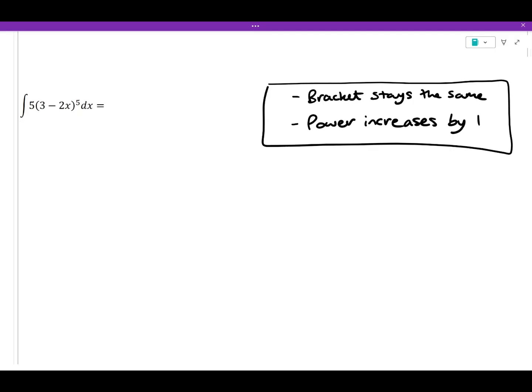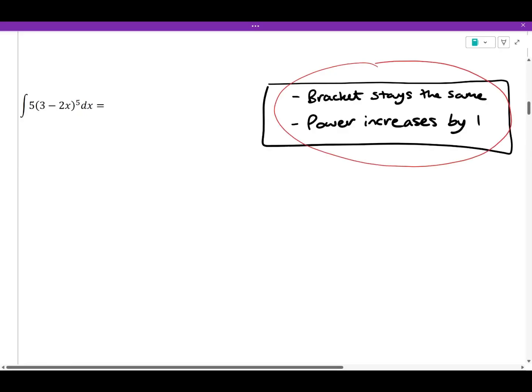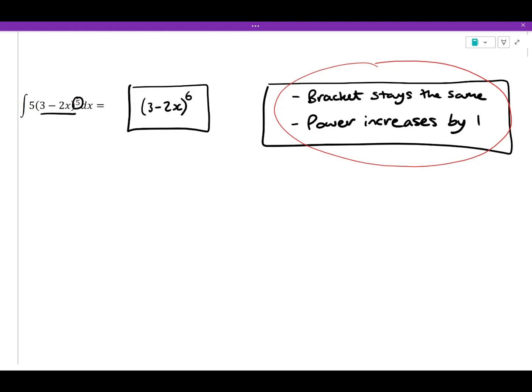So let's think about what's definitely going to be in my answer for my integral, making use of what is over here. So we say the bracket stays the same, so the (3 - 2x) is definitely going to be in my answer. And it says the power increases by 1. So we have a power of 5, increase it by 1, we get a power of 6. Then just like we did before, we now are going to differentiate my possible answer over here and see if it gives us exactly what we started with in our integral.